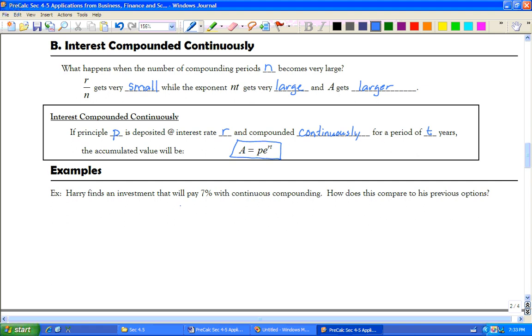Harry finds an investment that pays the same 7%, but it has continuous compounding. How does this compare to his previous options? Well, again, we have our principal of $3,000. We have our time frame, which is 4 years, and we have our interest rate, which is 7%. Well, let's use our continuous compounding equation to figure out what the end amount would be.